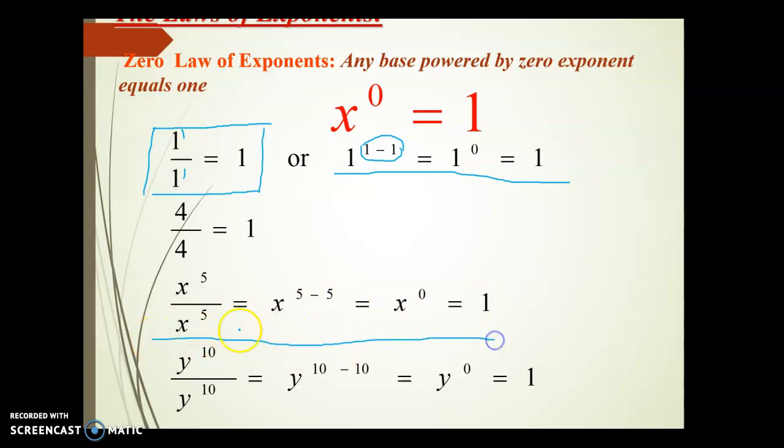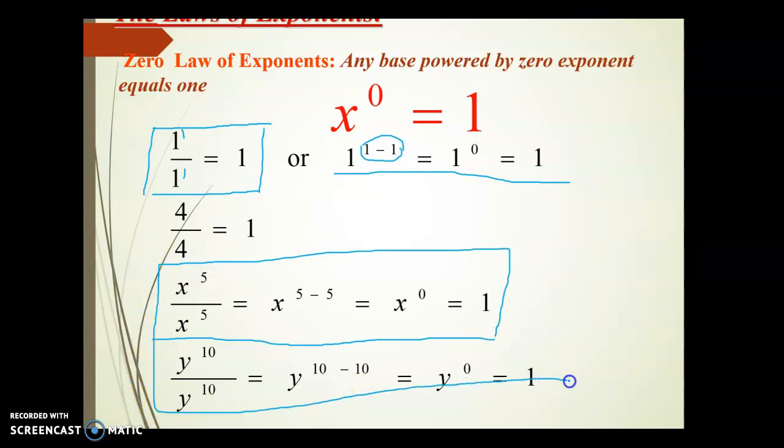But sir, if we are asked for a solution, what solution do we show? So you're going to show the solution like this. Okay? Yan ang mga solution. Am I clear? Okay, thank you.